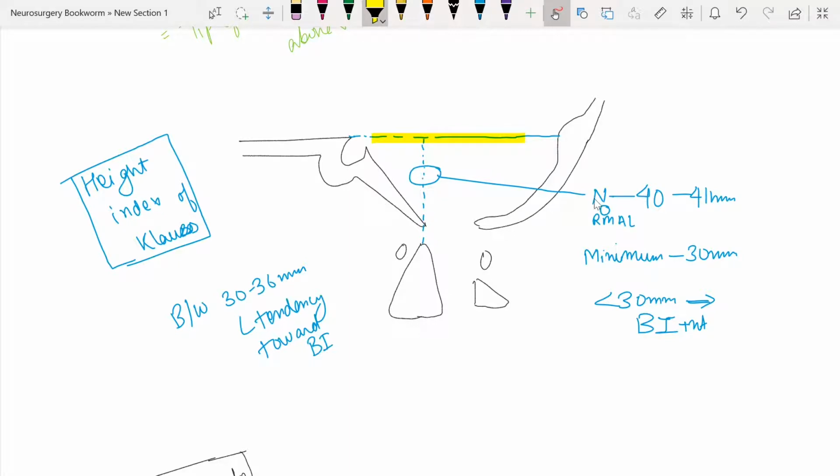Normal value for the height index of Klaus is 40 to 41 mm. The minimum value which should be there for us not to say that there is basilar invagination is 30 mm. If it is less than 30 mm, then basilar invagination is present. If it is between 30 to 36 mm, then there is a tendency towards basilar invagination. In that case, we may need to use other parameters to see if basilar invagination is present or not.